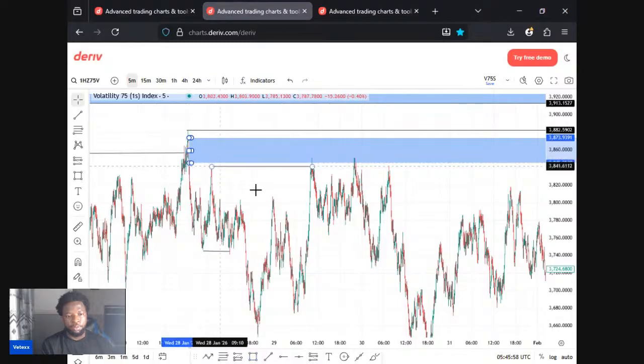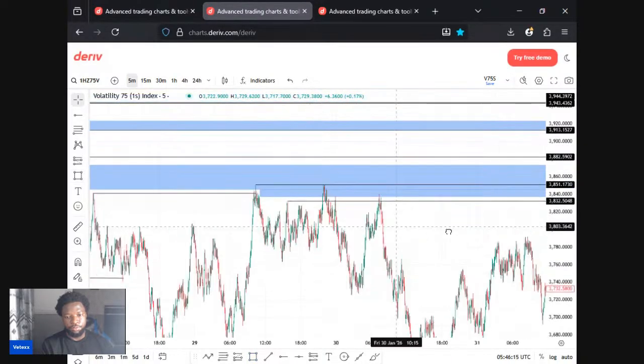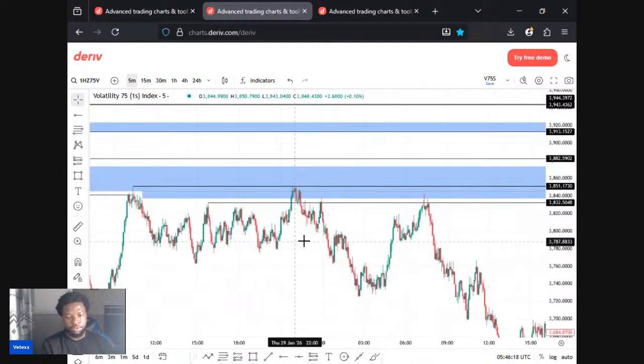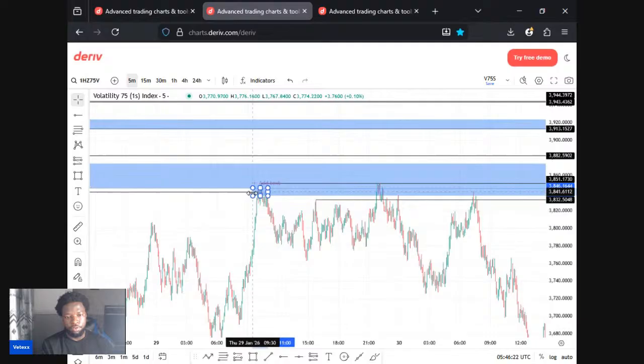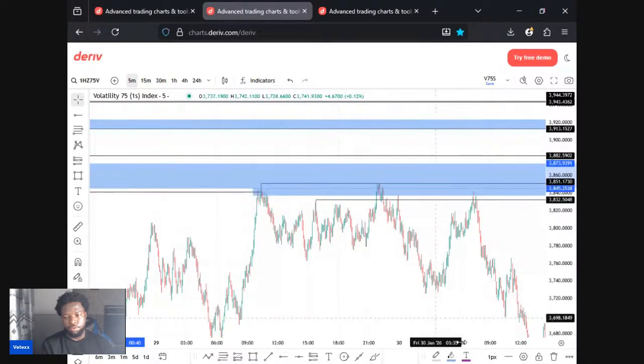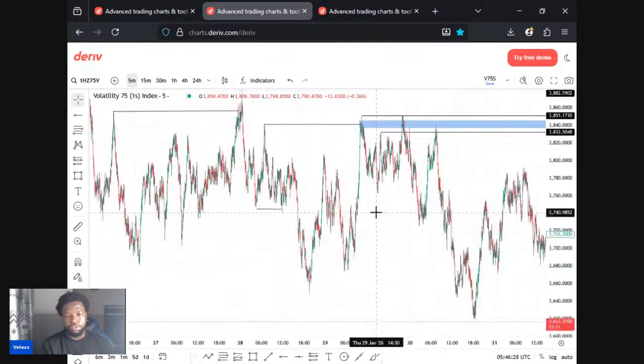Alright, so price gave us a sweep and then a structural liquidity, and this becomes the second point of interest. So what happened? Price came into it, gave a confirmation. Let me take this or not. Give confirmation, and then what? This was the full target.